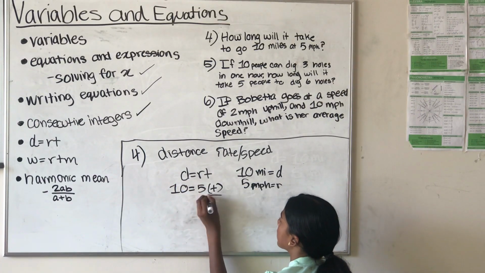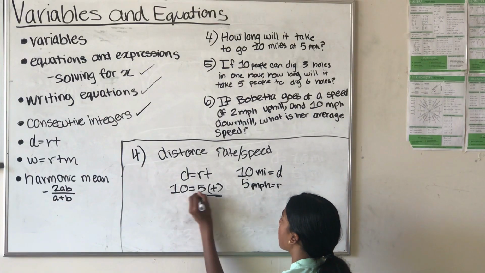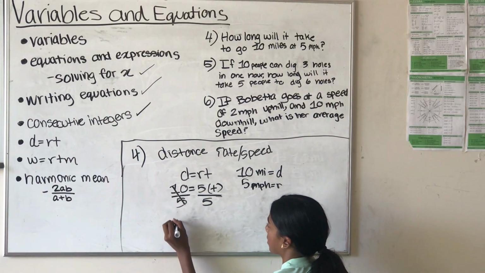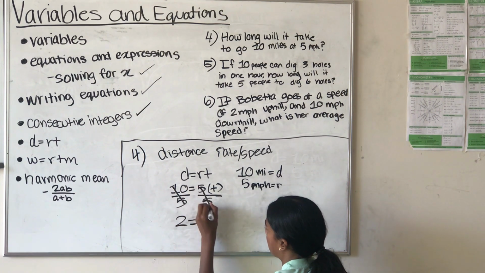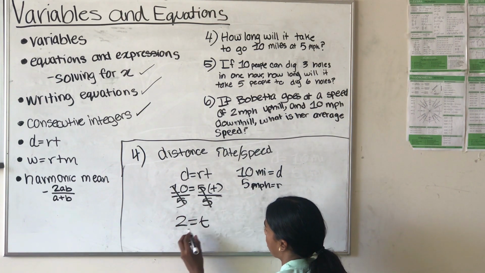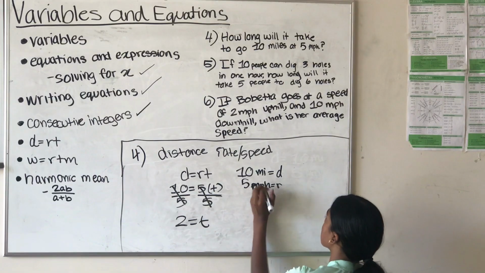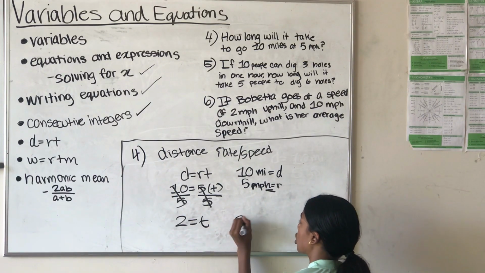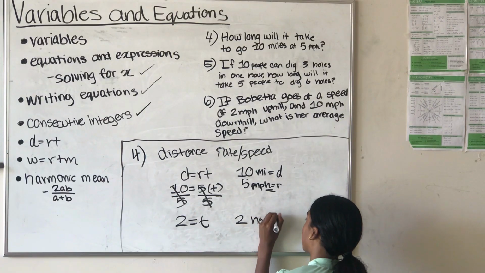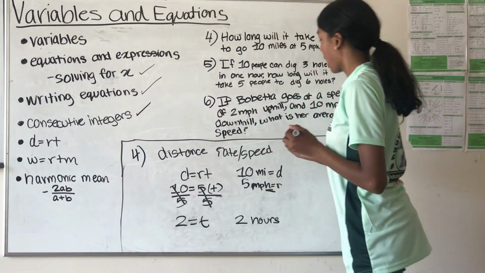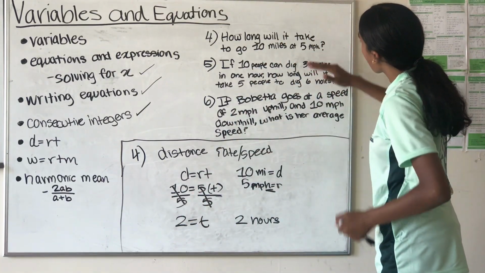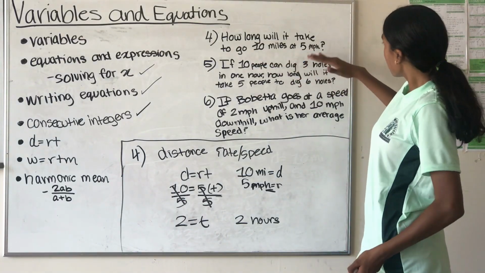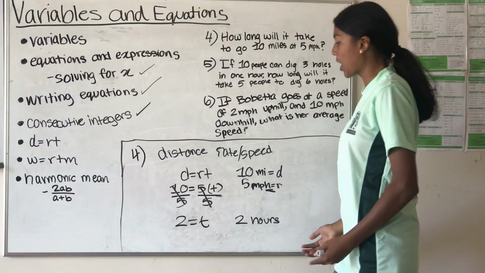So we want to find what t is. To do that, we're going to divide both sides by 5, which this becomes 2, this becomes 1, so t equals 2. And since this is miles per hour, our answer is going to be in hours, so 2 hours is our answer. And you can think, if I go 5 miles per hour, 10 miles is going to take 2 hours, so you can check it like that.